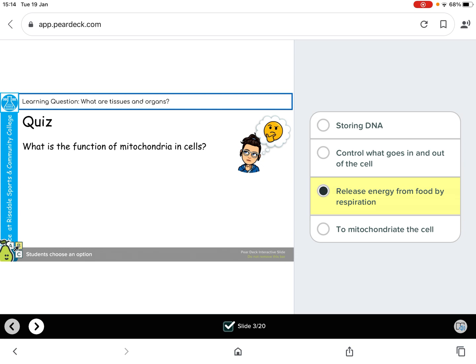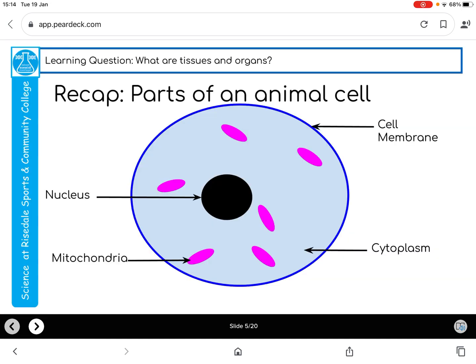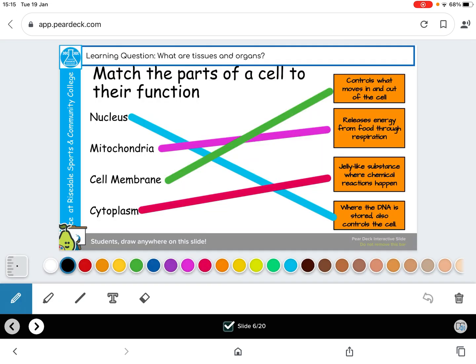If you did, you should have found this quiz easy. What is the function of mitochondria? It is to release energy from food in respiration. I asked you to draw and label an animal cell. You didn't need to say what the parts did, but try and name the parts. Some people drew plant cells, which is where they went a little bit wrong. And I was surprised at how many people saw this next slide with the answer on and didn't go back to make their corrections, but that's okay. Some people did. So 4 parts we were looking for: the cell membrane, the nucleus, cytoplasm, and mitochondria.